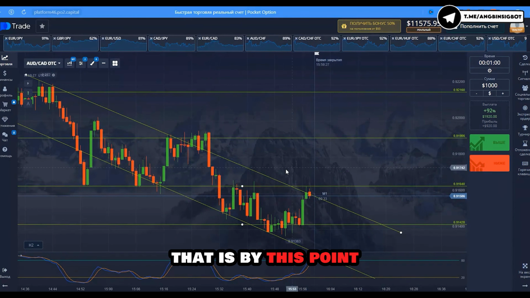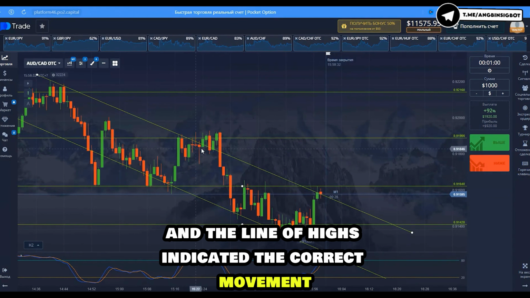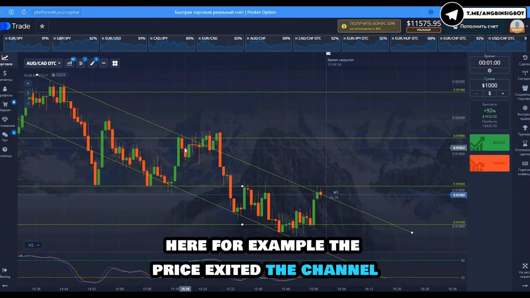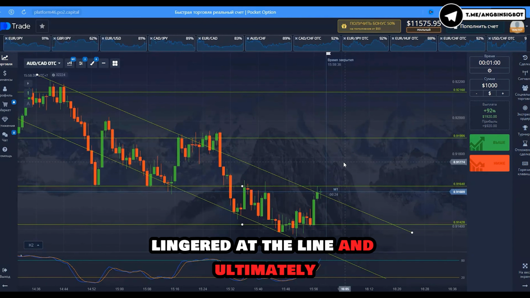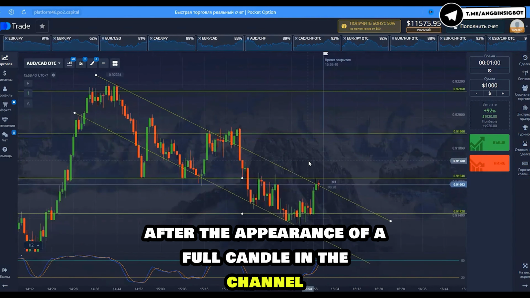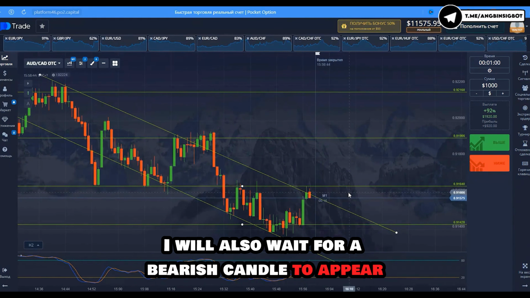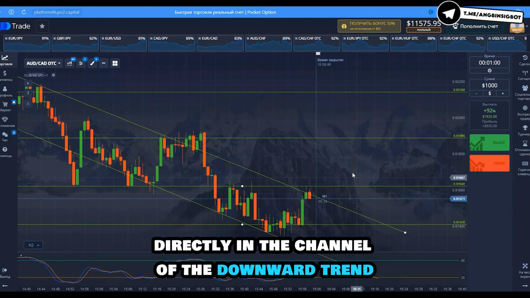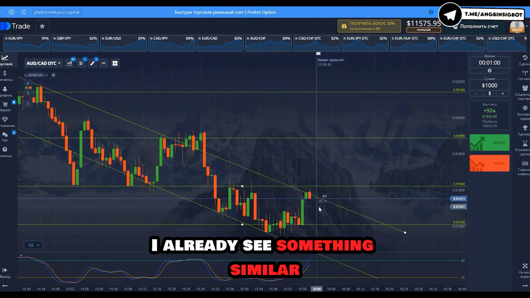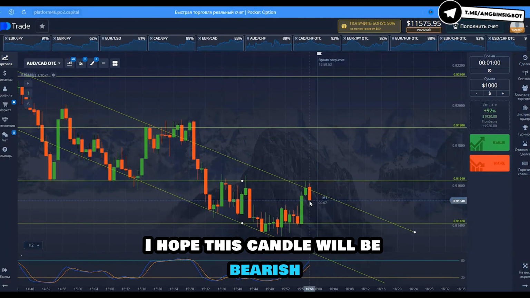channel. That is, by this point it will be clear that the zone and the line of highs indicated the correct movement. Here, for example, the price exited the channel, lingered at the line, and ultimately the most accurate entry would have been after the appearance of a full candle in the channel. So in this situation, I will also wait for a bearish candle to appear directly in the channel of the downward trend. I already see something similar. The price has dropped down. I hope this candle will be bearish.